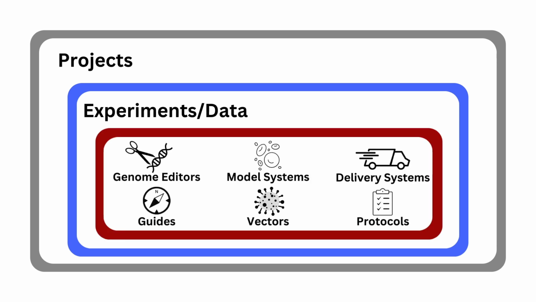Within experiments, researchers studied and tested various objects. This includes genome editors, model systems, delivery systems, guides, vectors, and protocols. Each of these highlighted terms is a different way to view information in the toolkit.